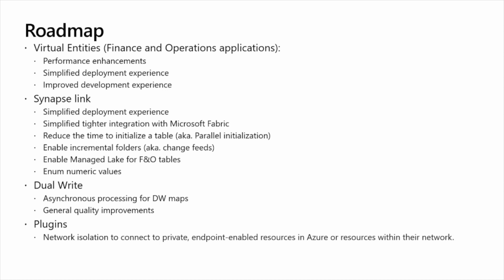On the plugin side, we have a new network isolation to connect to private endpoints, and a private network to enable resources in Azure and within the network. Basically, it makes it easier to connect with the private Azure world and, by continuation, the on-premises world. This is, again, great feedback you've given us many times. It's also very much requested for F&O. For now, it's not there. We're bringing the two worlds together anyway.